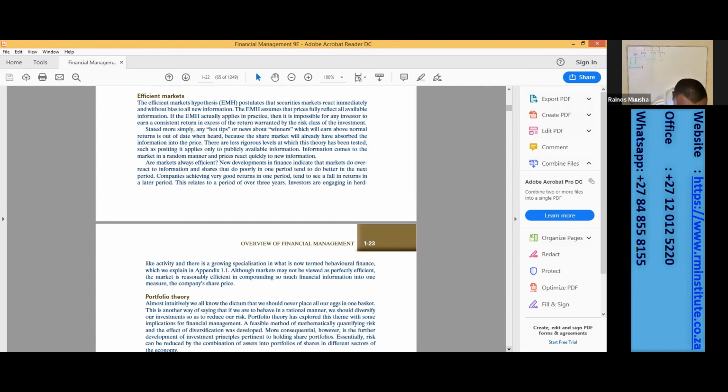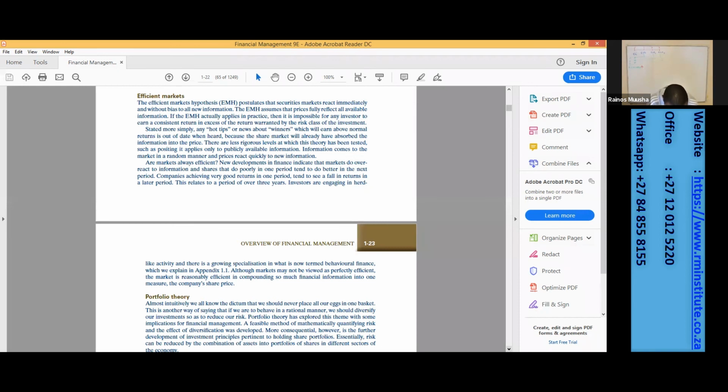So when it comes to the efficient market hypothesis, we're basically saying that information is fully reflected in the pricing of the security. So we're not going to be looking at that in detail, but in the questions that we will look at in practice, the assumption is that the market is efficient.